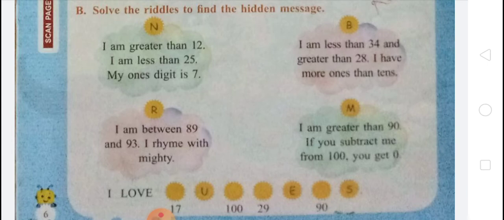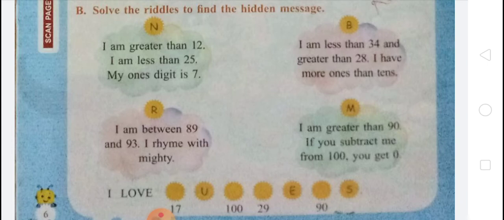Riddle B: I am less than 34 and greater than 28. I have more ones than tens. That is 29.